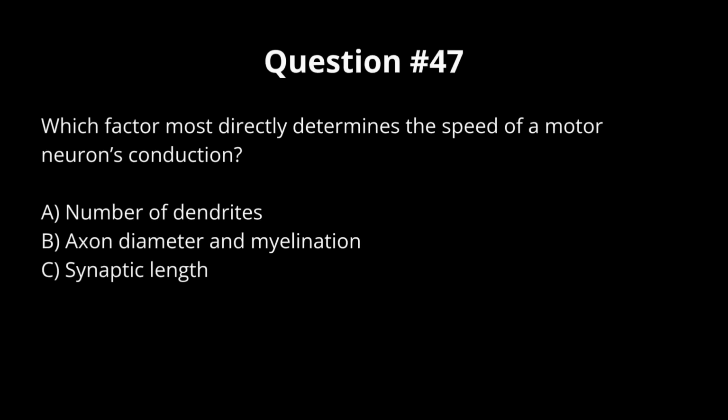Question number 47. Which factor most directly determines the speed of a motor neuron's conduction? A. Number of dendrites. B. Axon diameter and myelination. C. Synaptic length. The correct answer is B. A larger, myelinated axon conducts impulses faster due to efficient saltatory conduction.